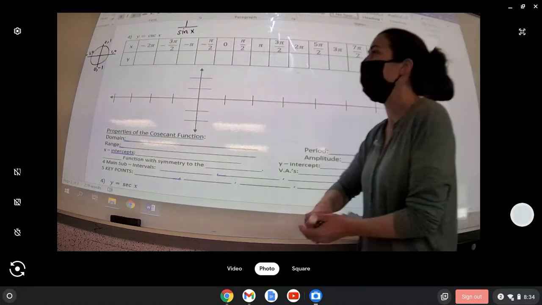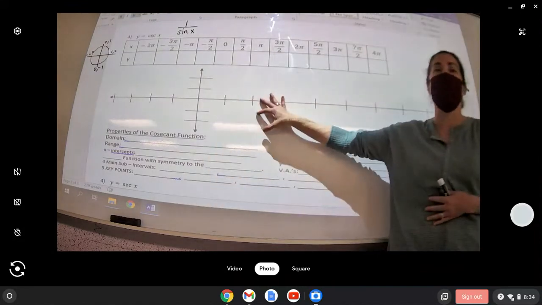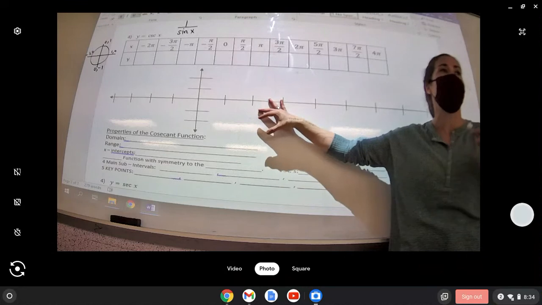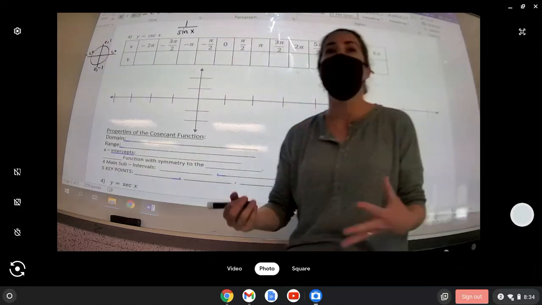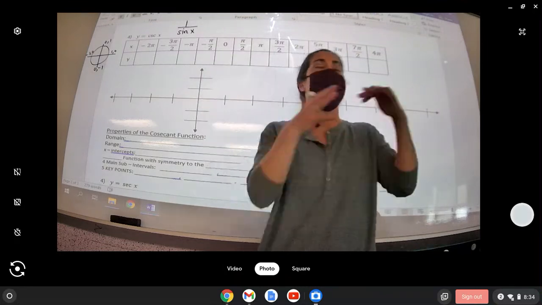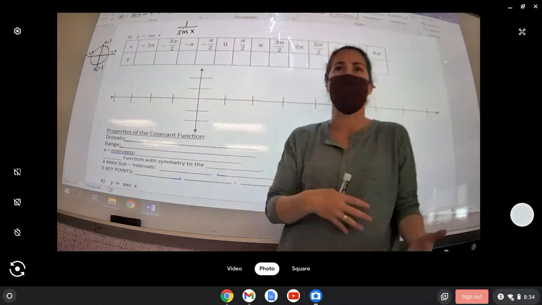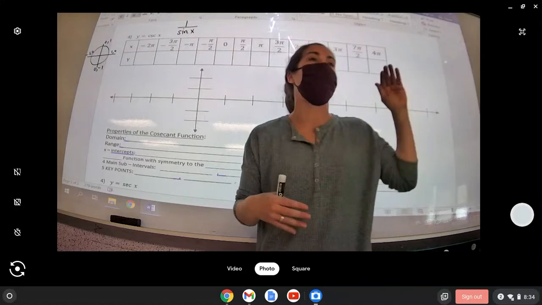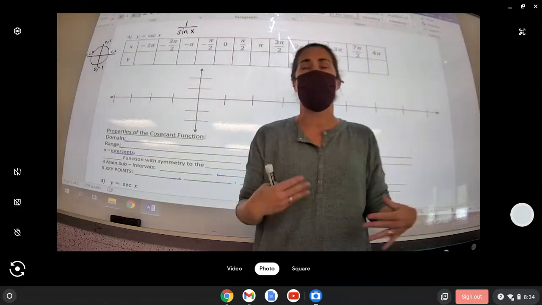Okay, all right, so here we go. Here's the graph of cosecant. Cosecant is the reciprocal of the sine function. So literally, the easiest way to graph the reciprocal of sine and cosine, this cosecant and secant, is to think about what their original curves look like. Think about sine, think about cosine.